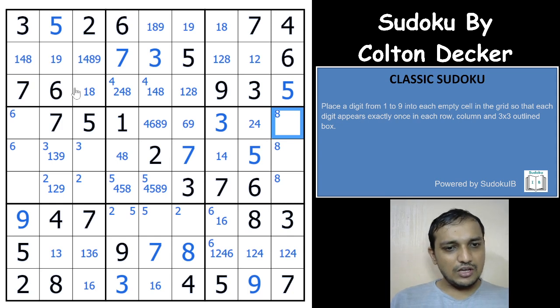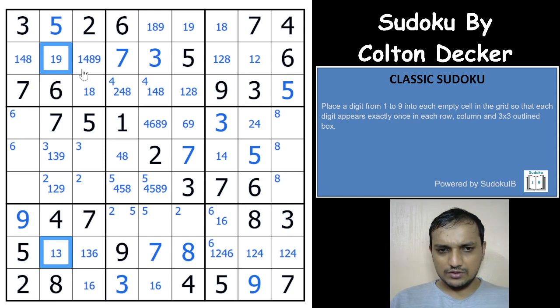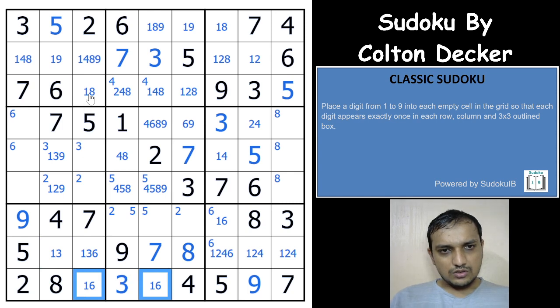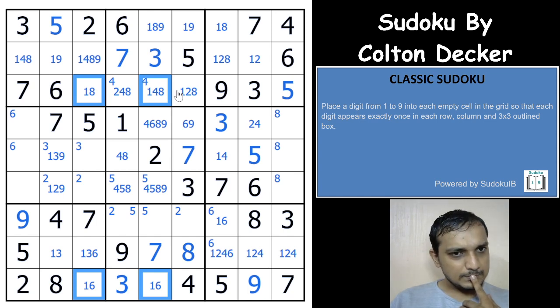So let's see, we have some bi-value cells. Let us see if we get a wing here. 1, 3, 1, 6. I need to have a 3, 6. 1, 3, 1, 9. I need to have a 3, 9. Both are 1, 6. Do we have a... Oh, I have a skyscraper technique here.